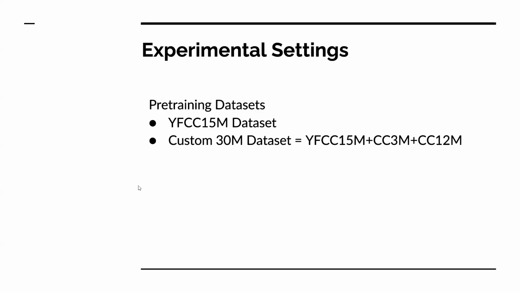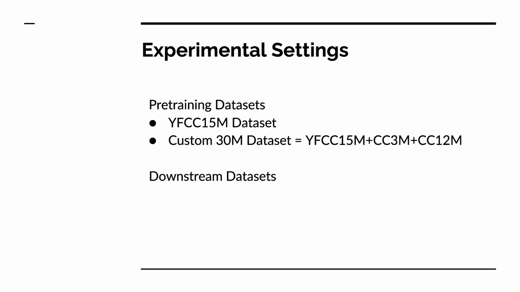And now we're going to cover the experimental settings, which is our training configuration and some evaluation metrics, as well as some ablation studies. So for the training data set, we're going to use YFCC 15 million, as well as a custom 30 million data set, which is basically YFCC 15 million combined with CC 3 million and CC 12 million. And to ensure our comparison is fair, every other model that we're comparing against is also trained on these data sets. So we're not using like original CLIP, which is trained on 400 million image text pairs, no.